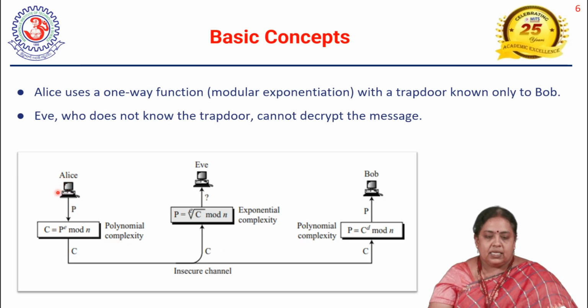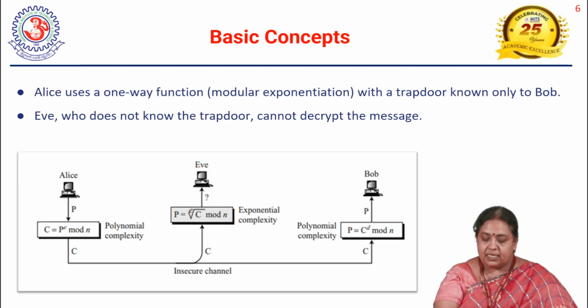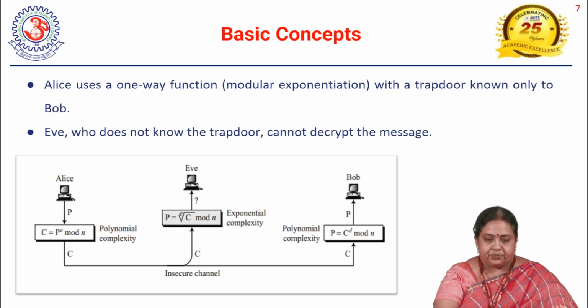So Alice, that is the sender, is going to encrypt the message by using the public key. And only if we know the private key can we decrypt. If we don't know the private key, then we have to find the eth root of C, which is not possible for Eve, that is the third party, to execute. So for that purpose we call this a one-way function.